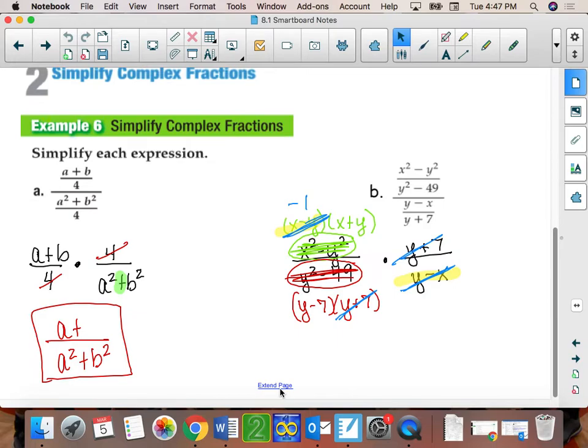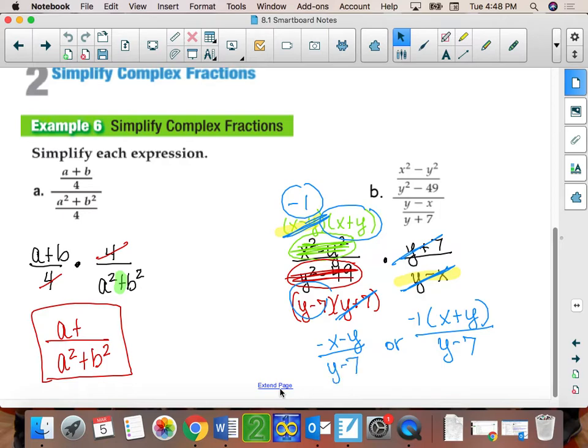Okay, so I have this negative 1 times x plus y left on top, and then on the bottom I have this y minus 7. And you could write it like that, or if you wanted to, on top you could take that negative 1 through and say negative x minus y over y minus 7. Either answer would be accurate, and you can do it either way.